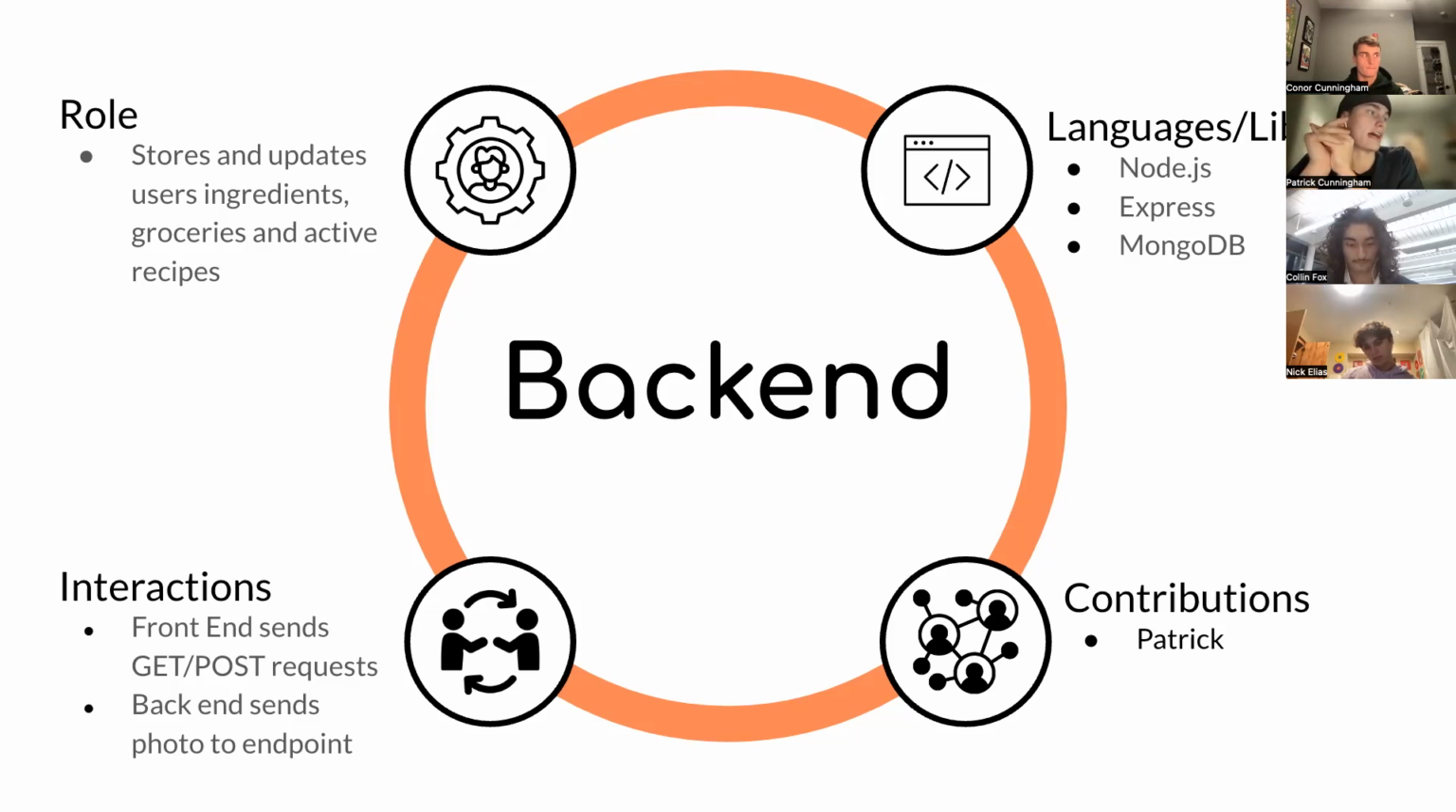Additional roles that the backend plays, as you see in the interactions, is that it takes the photo that is sent to us from the front end. It then saves that photo to our computer, and then activates the Python machine learning files that are contained in the ML component, and then handles that data, takes that post request, updates the user's ingredients based on whatever the image classification came back as, and then sends that data back to the front end.